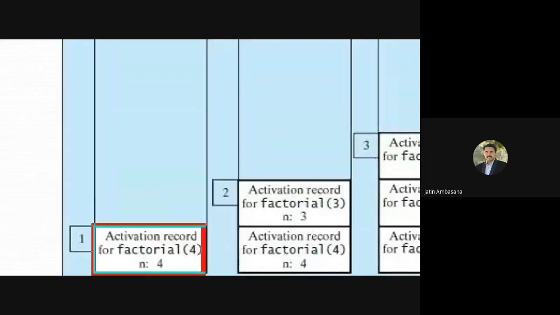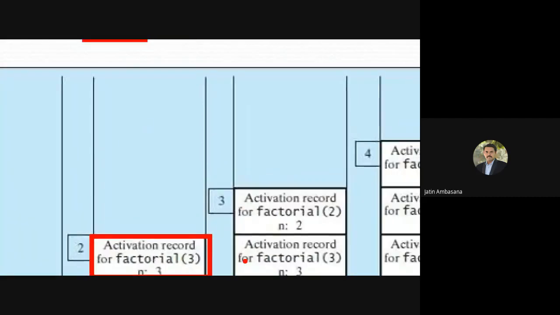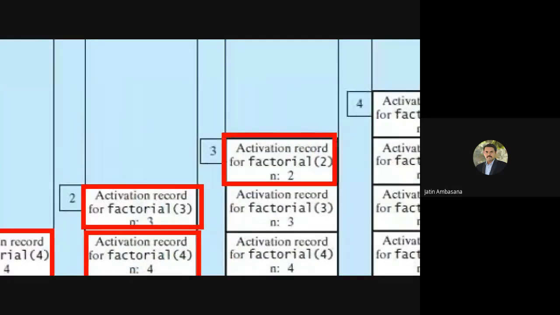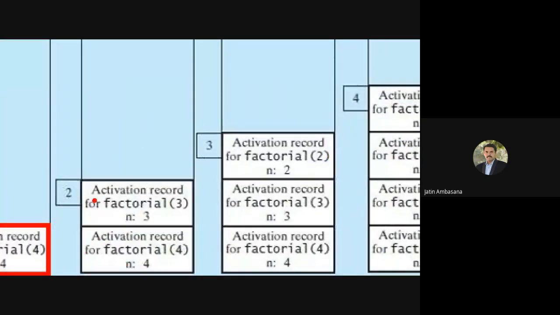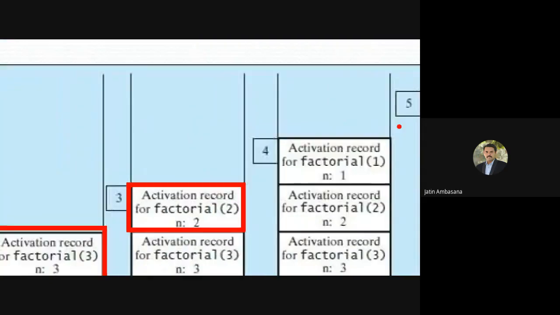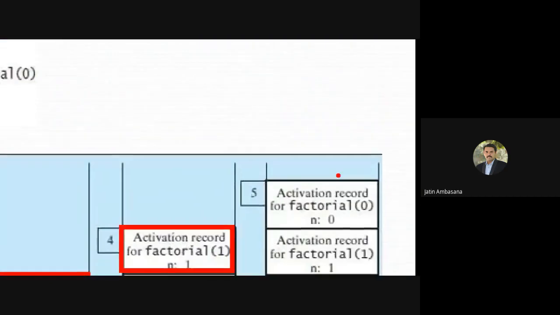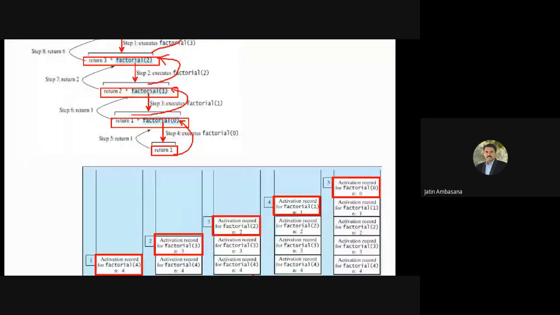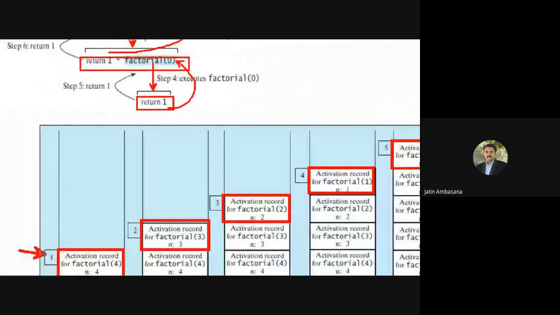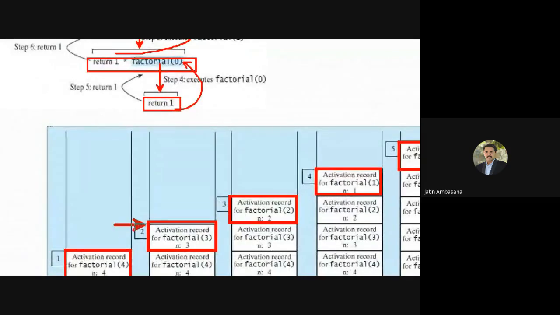You have called factorial of 4. From factorial of 4, you are calling factorial of 3. Then you are calling factorial of 2 on top of it. Then factorial of 1, and then factorial of 0. So this is how the call stack goes on increasing. First you have called only one method, out of that you call a second method, out of that you call a third method, out of that you call a fourth, and out of that you call a fifth method. Okay.